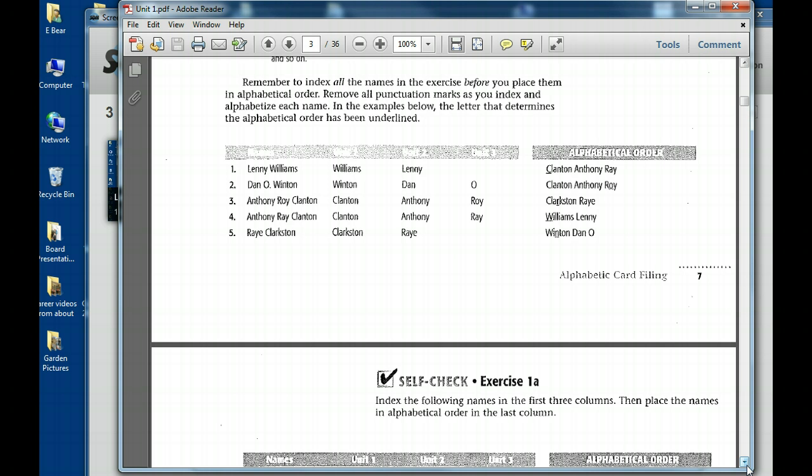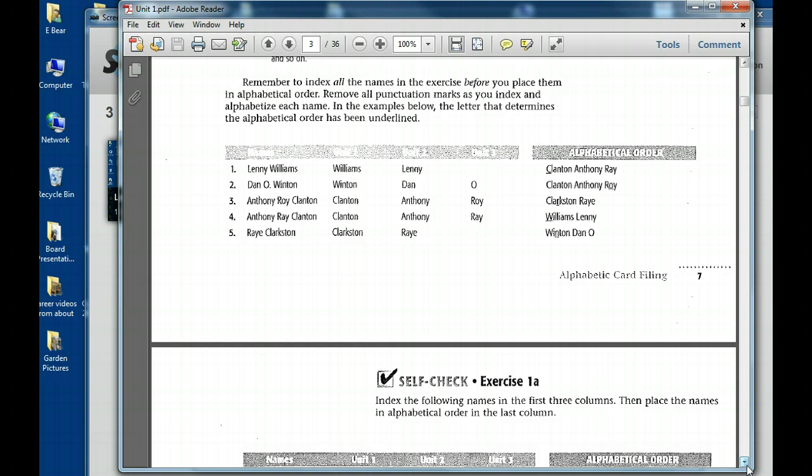So we move to Unit 3, Roy and Ray. Both names start with R, so we look at the second letter. The second letter in Roy is an O, and the second letter in Ray is an A. We know that A comes before O, so we know that Anthony Ray Clanton will be before Anthony Roy Clanton.